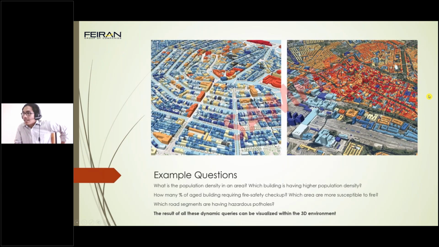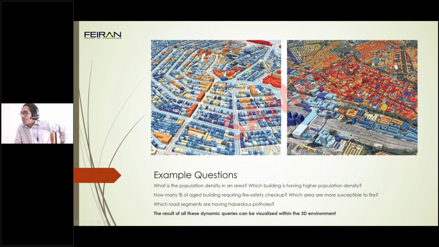Okay, these are some other example questions, such as for this first picture, the question might be what percentage of each building requires a fire safety checkup. Obviously, this may involve some data collaboration between the civil department and the fire station department, etc. So which areas are more susceptible to fire? It depends on the location of the fire station and the distance of the fire station to that particular area given by the street distance and street congestion. All of that can be answered.